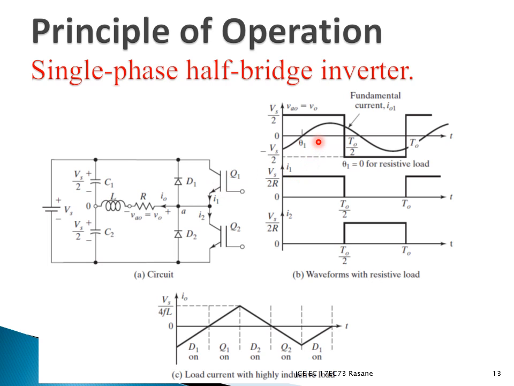If you look at waveform B here, we have a situation where Q1, the chopper, turns on, let's say from 0 to T0 by 2.